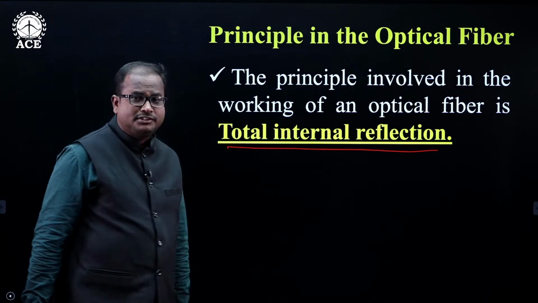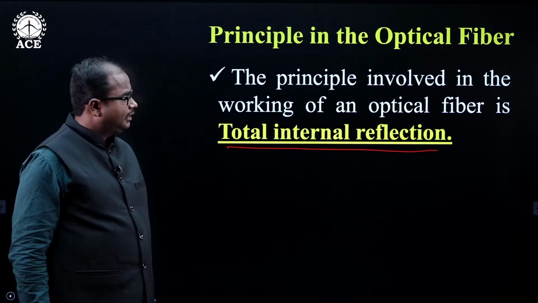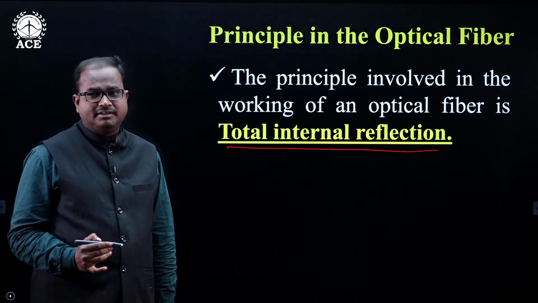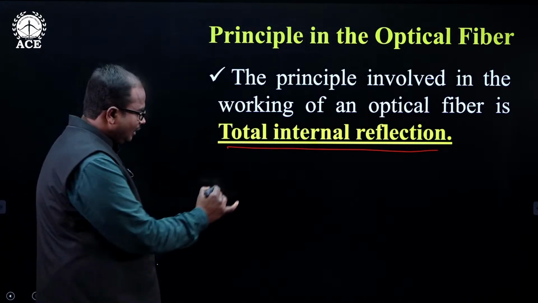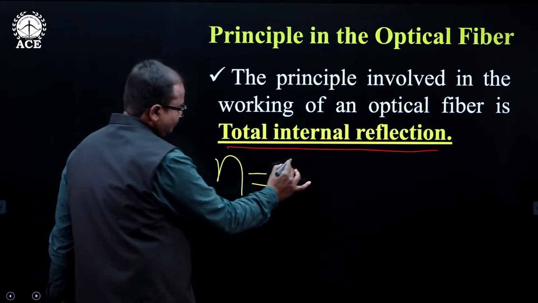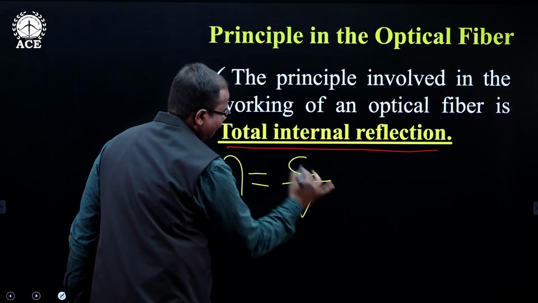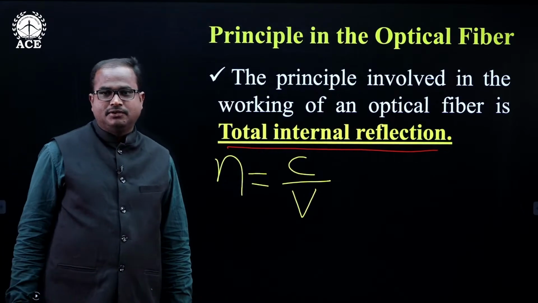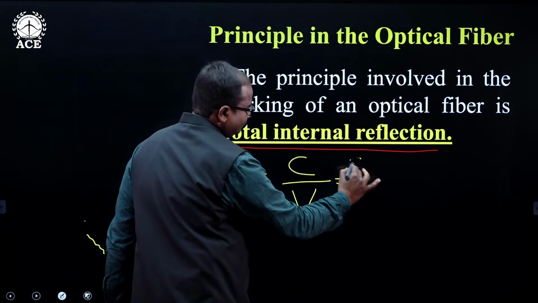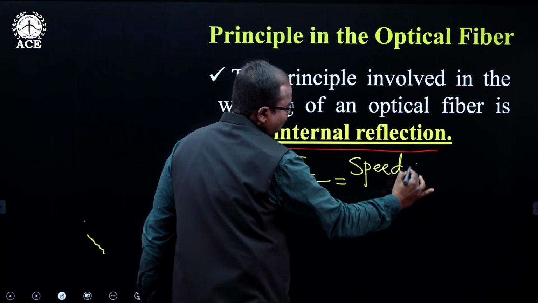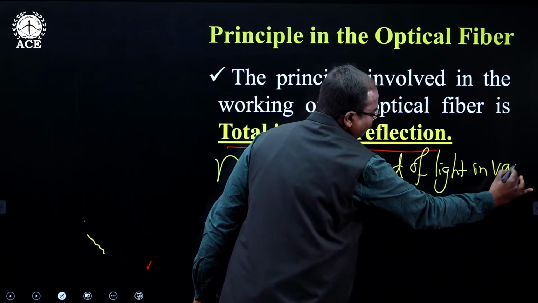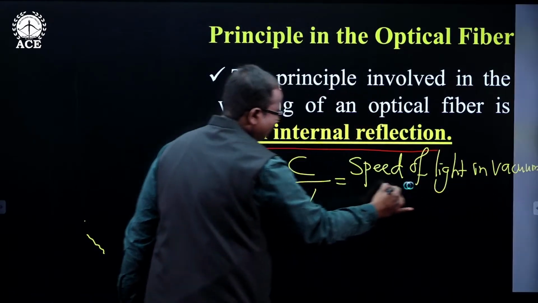Before total internal reflection, I would like to tell you what is refractive index. Any medium will have a refractive index. The refractive index is denoted by n. n is equal to c by v. What is c? Speed of light in vacuum, by speed of light in medium.